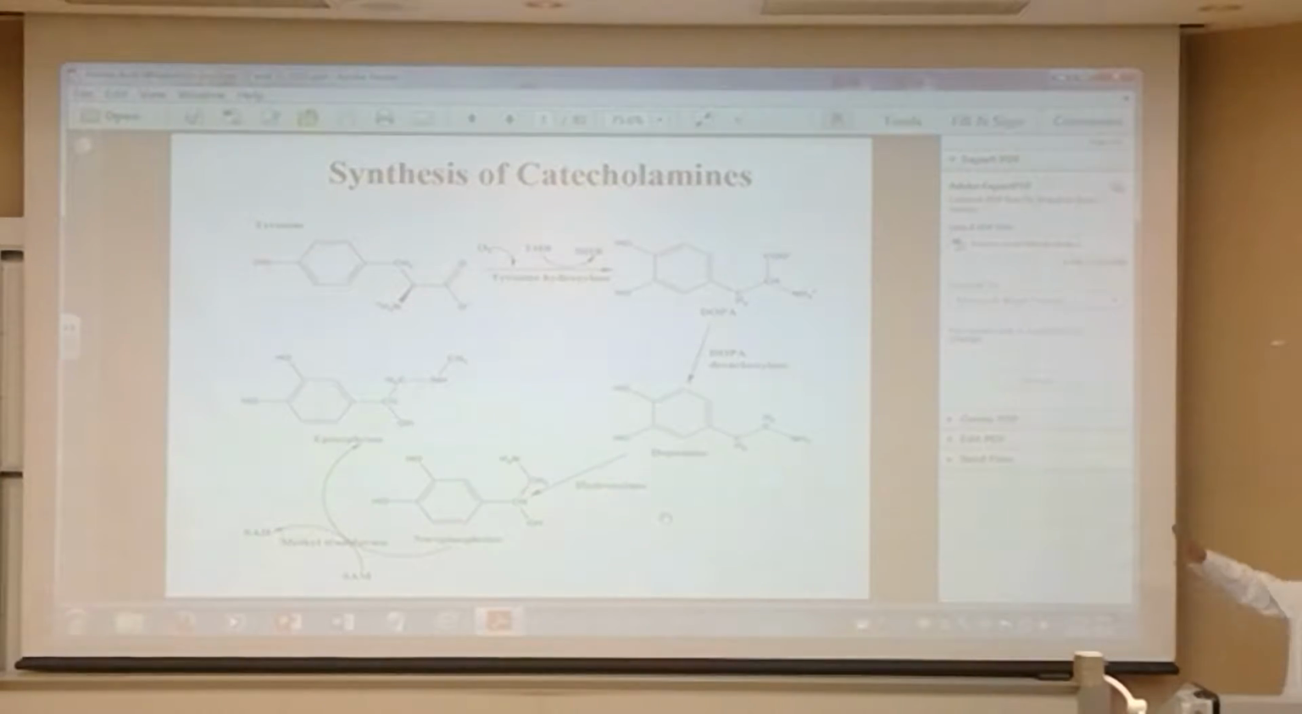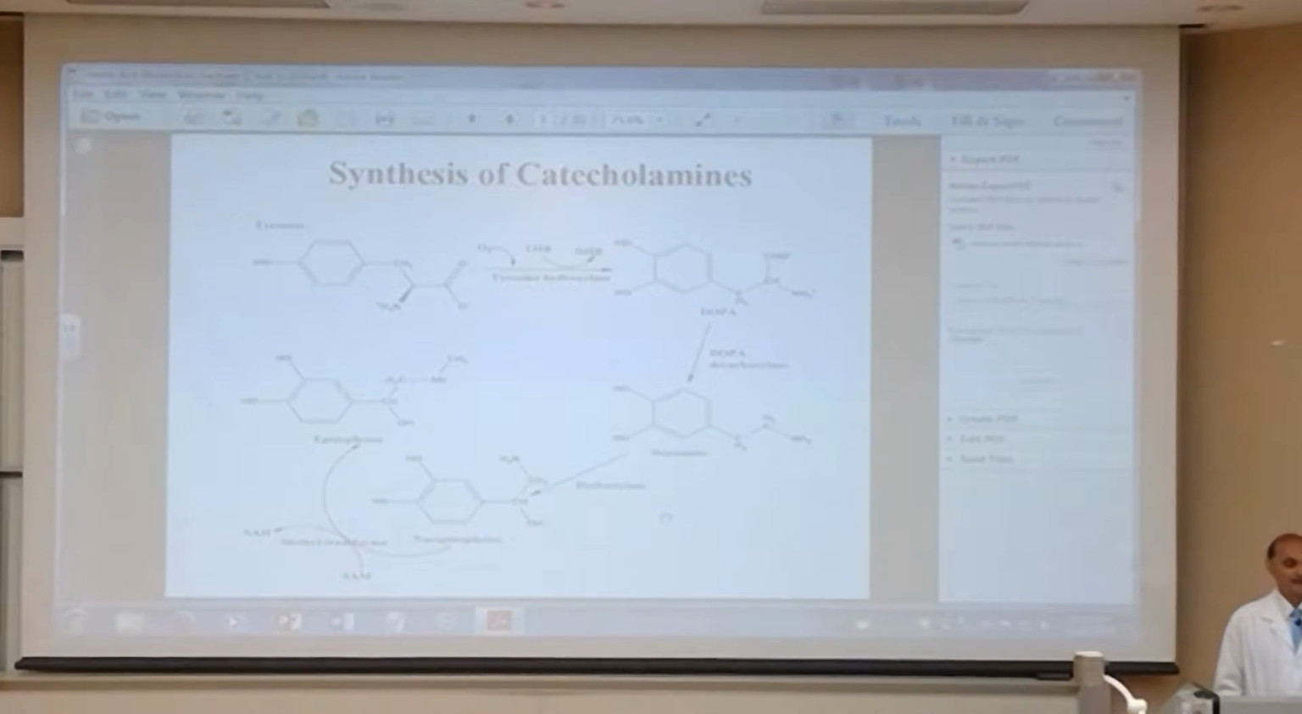Then we went into the details of the catecholamines. Tyrosine is the precursor. We talked about tyrosine hydroxylase. It uses molecular oxygen and tetrahydrobiopterin. The product is DOPA. L-DOPA is then converted by decarboxylation into dopamine. Dopamine is hydroxylated to form norepinephrine.